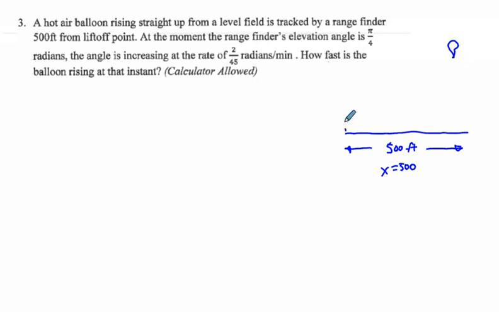And there's the viewer, or the rangefinder, we'll say we have an operator of a rangefinder over here, looking up at this balloon. And the angle between them, theta, is equal to pi over 4 radians. Now the rate of the angle increasing, d theta with respect to time, is going to be 2/45 radians per minute.